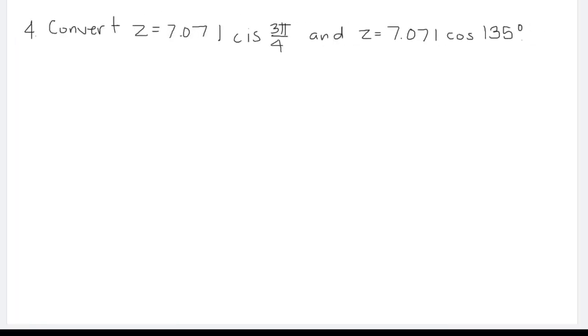So last example, ito na talaga yung last. So last na last. So we need to convert 7.071, meaning this is in trigonometric form, to rectangular form. So how we will convert if that's in trigonometric form? Ang mangyayari lang diyan, i-expand mo lang yan.